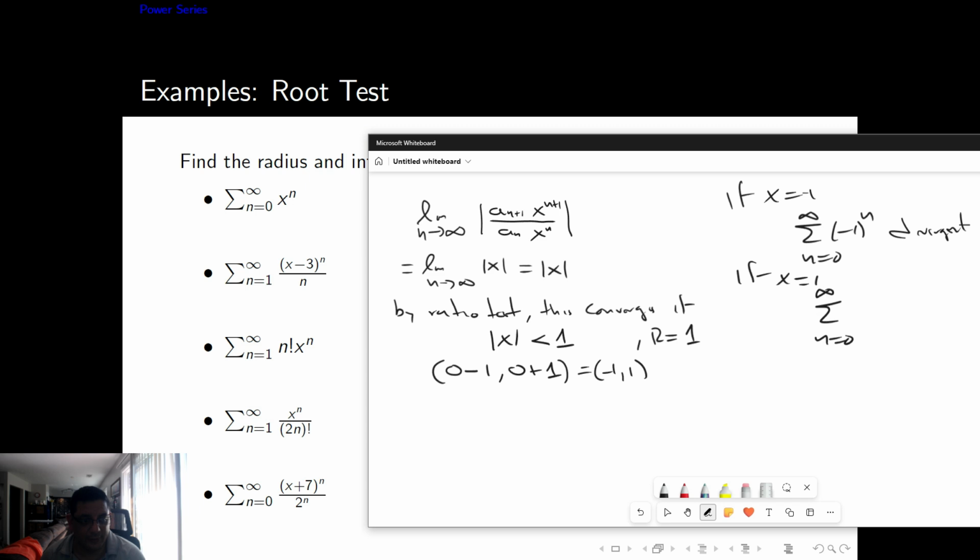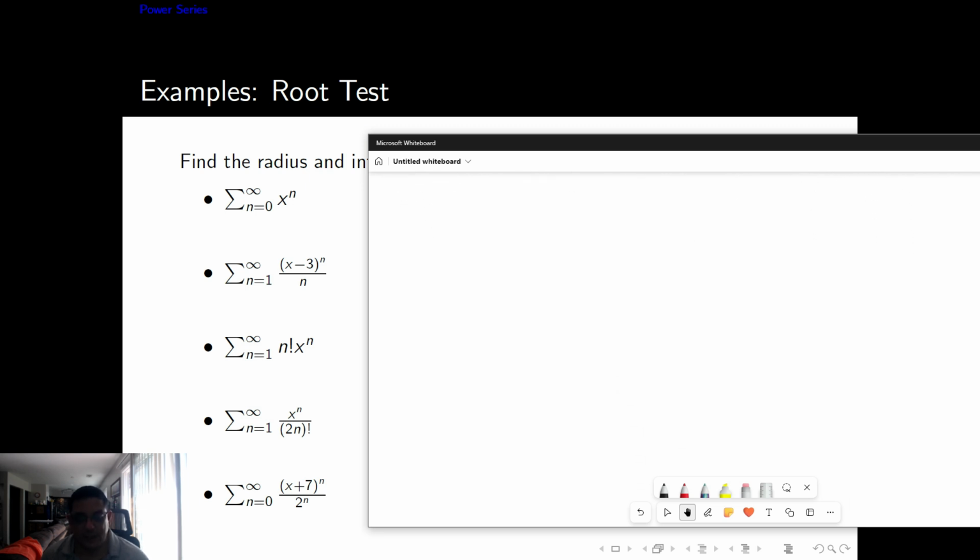And in the same case, if x equals 1, then we're going to have the sum from n equals 0 to infinity of 1 to the n, which is 1. So this is just infinity, and so it's going to be divergent as well. So we're not going to be able to include the extremes. And that's the result. The radius of convergence is 1. The interval of convergence is minus 1 to 1. Now let's move on to the next example.